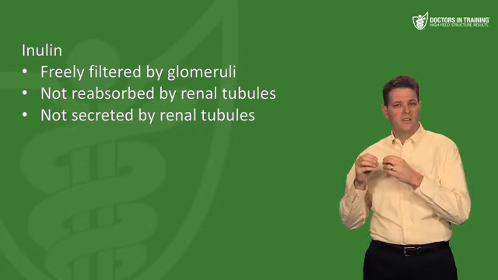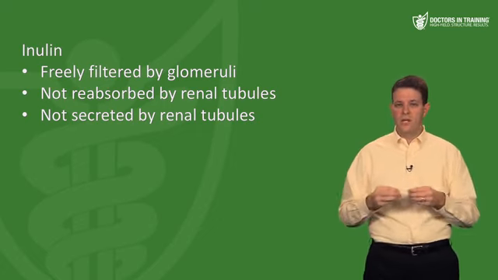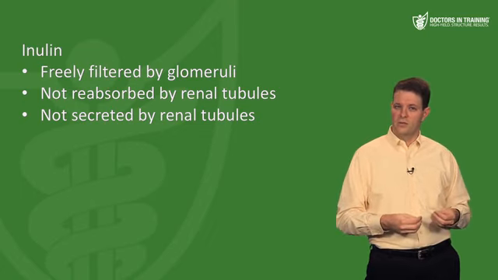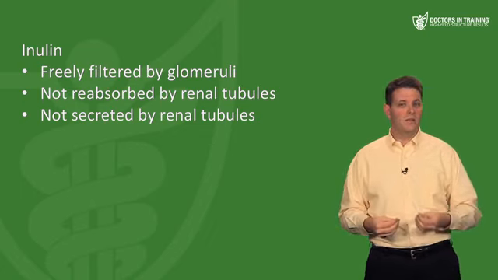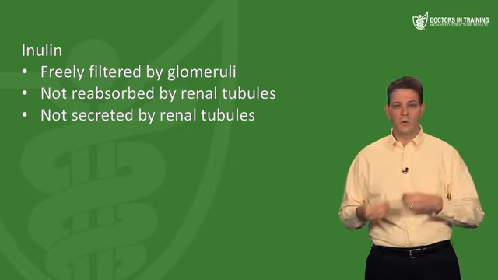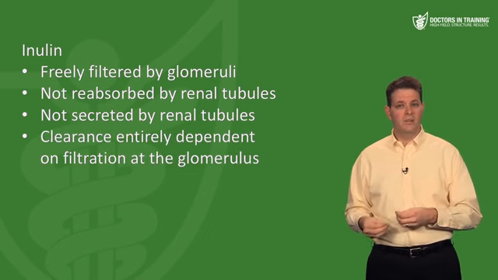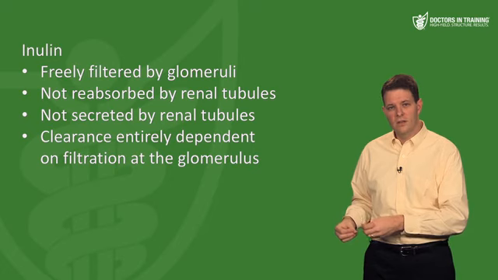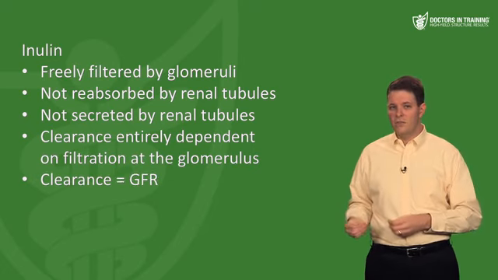So if you infused a little IV inulin, then you measured the urine concentration of inulin and the urine flow rate and the plasma concentration of inulin, you could calculate the clearance of inulin, which is UV over P. And since you know that inulin is neither secreted nor reabsorbed by the tubules, you know that the clearance of inulin is entirely dependent on the filtration of inulin at the glomerulus. So the clearance of inulin equals the GFR.